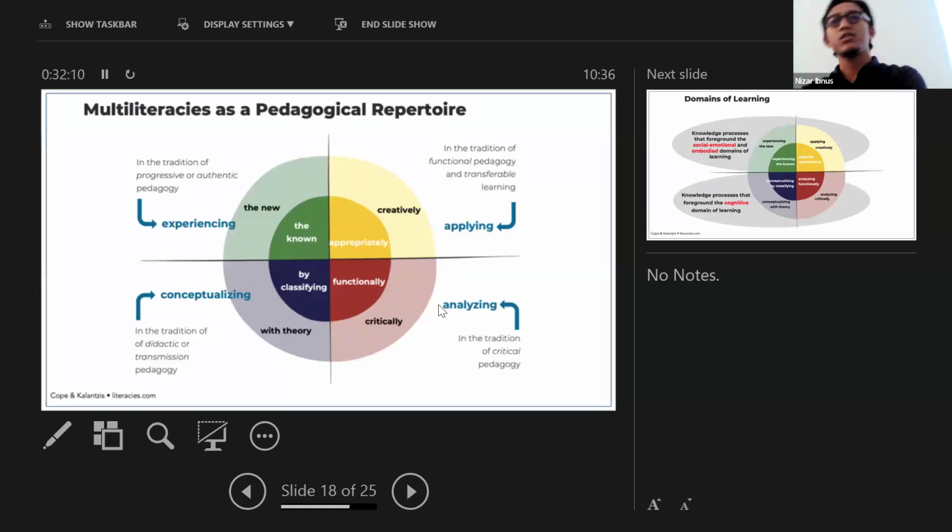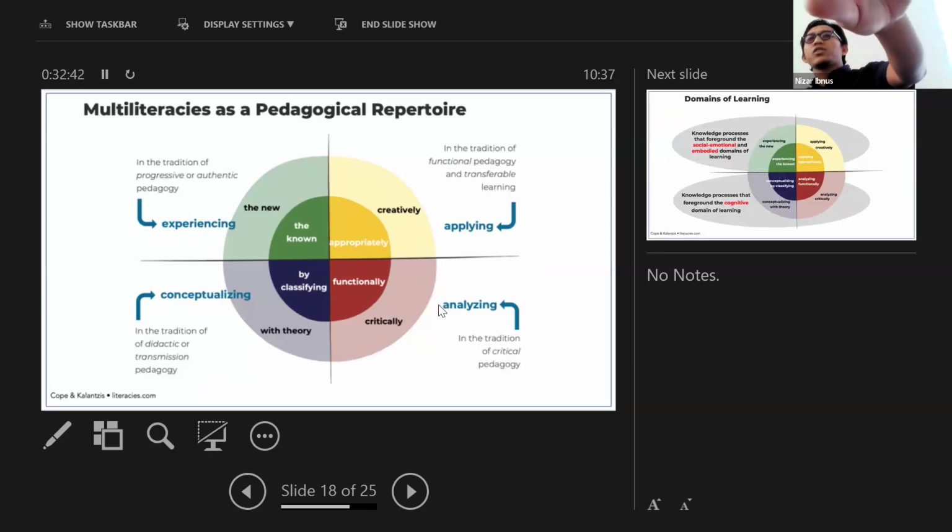So one to another has very opposite views, and Mary and Francis also bring all of them back together in one table. So there is no distinction, but we use all of them as long as it is beneficial for the learning itself. And the third one, critically, is rooted from the critical tradition, and the last one, applying, is rooted from functional pedagogy.